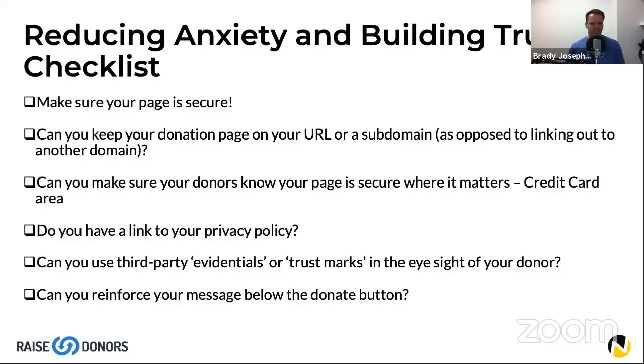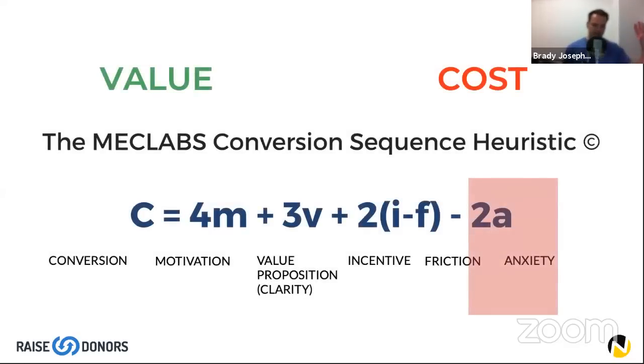So here's a quick little checklist if you want to take notes, and again, you can get this later, but how do you reduce anxiety? Make sure your page is secure. I mean, hopefully it is. Most pages were. One way to also build trust, can you keep it on your own domain and URL, even if it's a subdomain, instead of linking off to a third party? That can erode trust or make people more confused. And if it is secure, make sure they know where it matters, that credit card area. A link to a privacy policy can help. Again, maybe try using those third-party evidentials or trust marks. And can you reinforce the message below the donate button? So those are some ways that organizations we're seeing are addressing anxiety and why it's important.